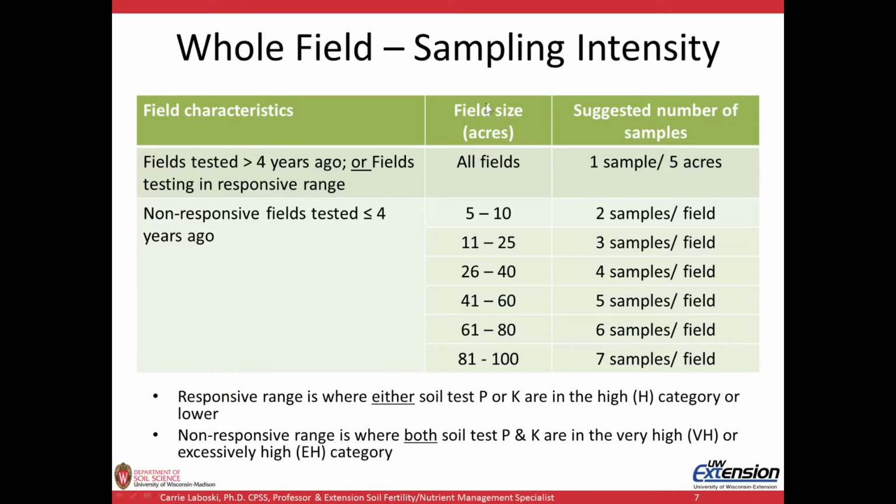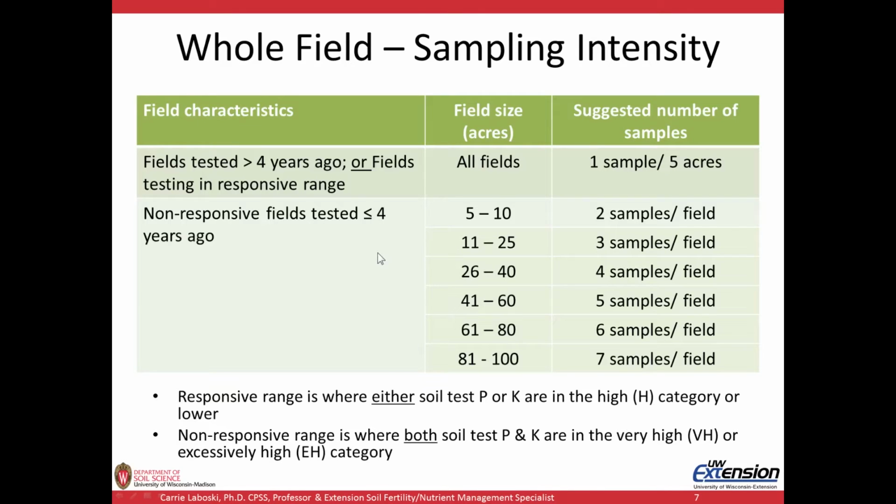Now, another way to look at this is field characteristics. Is the non-responsive fields, okay? And what does non-responsive mean? Well, if you go to the bottom, non-responsive is where both soil test P and K are in the very high or excessively high category. So typically, excessively high, we're not going to have a recommendation for any nutrients, and very high, it would be a small recommendation.